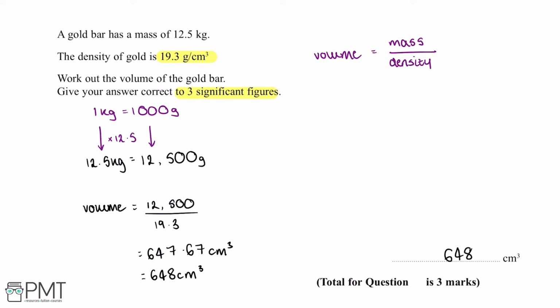Now this question's worth 3 marks. We'll get our first 2 marks for a complete method, and we'll get our third mark for giving our answer correct to 3 significant figures.